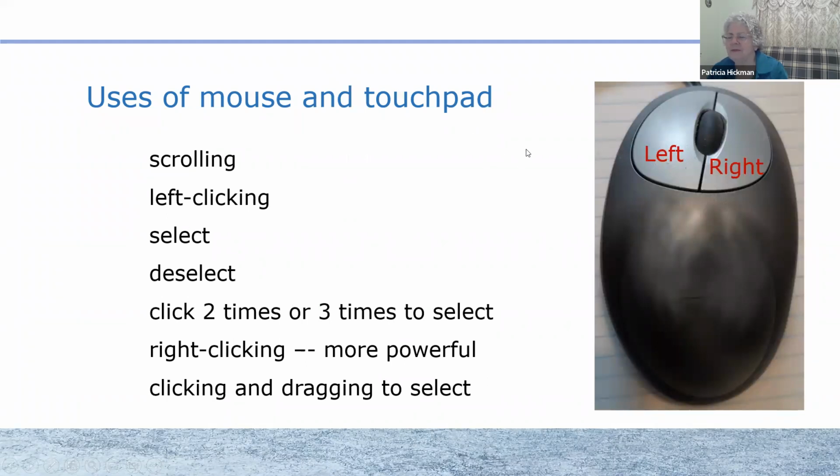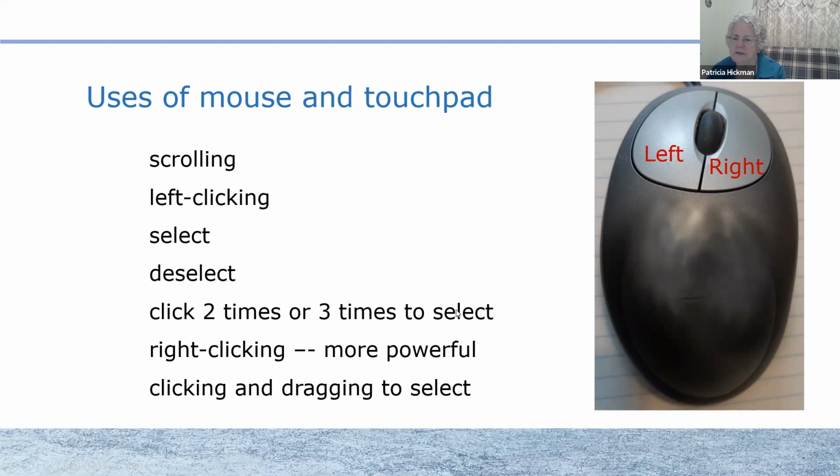Here's the mouse. My little picture is in the way here, but you see there's a left side, a right side. There's a little wheel in the center for scrolling. You scroll that little wheel. So use of mouse and touchpad: scrolling, left clicking, selecting objects or selecting parts of your text, deselecting. You would click somewhere else on your screen and that would unselect or deselect whatever you had selected.